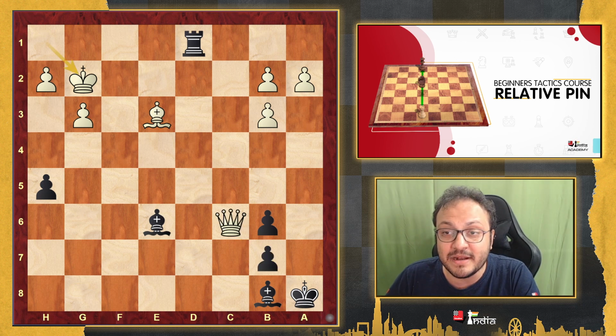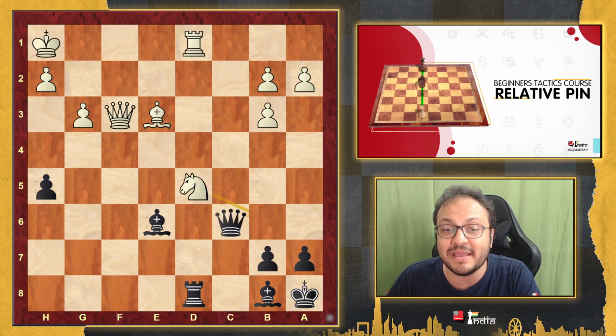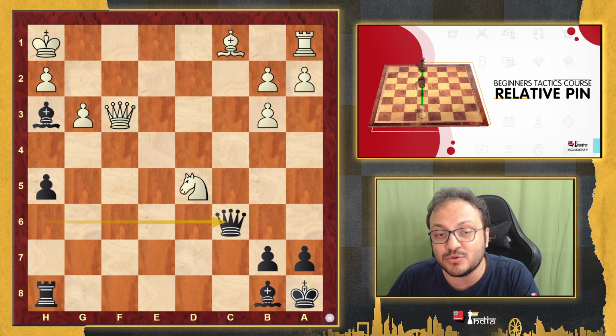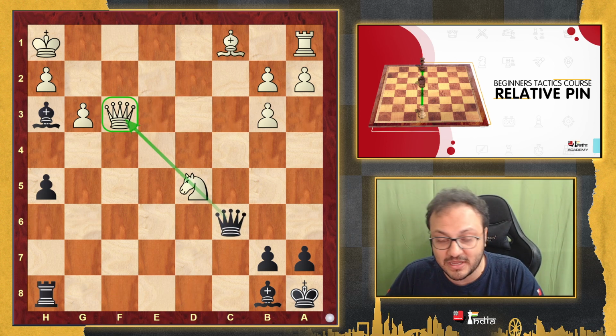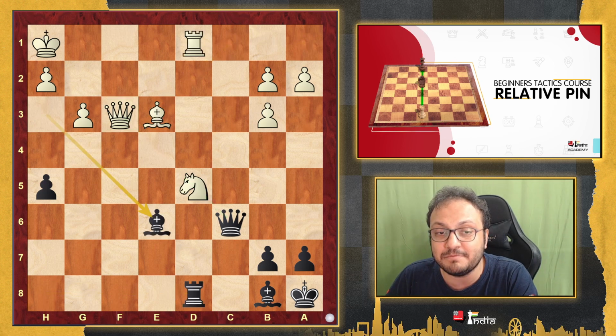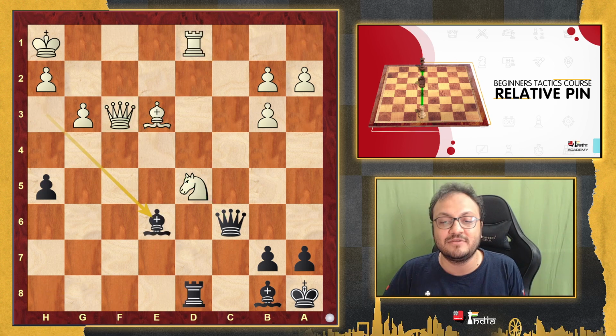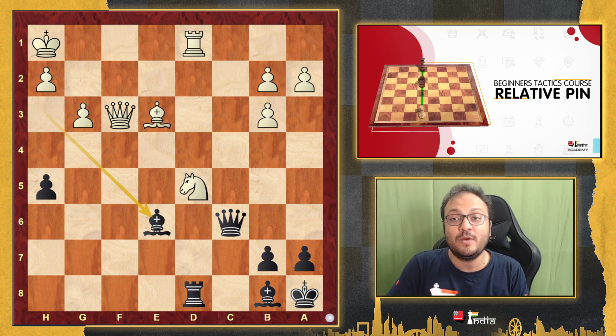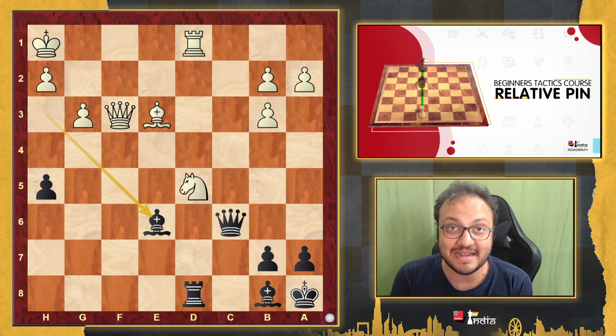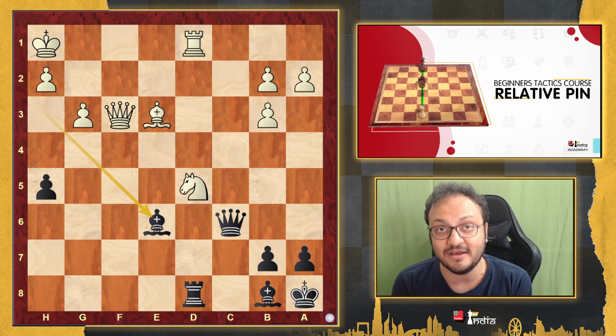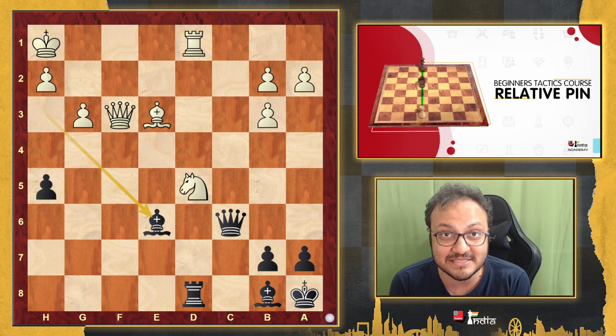Well, that's a little bit beyond the point. The main thing that you have to note is that you need to first pin the knight to the queen and then attack the pinned piece, and you have got the right answer. Well, I hope you enjoyed and understood relative pin, and that you have mastered this subject.